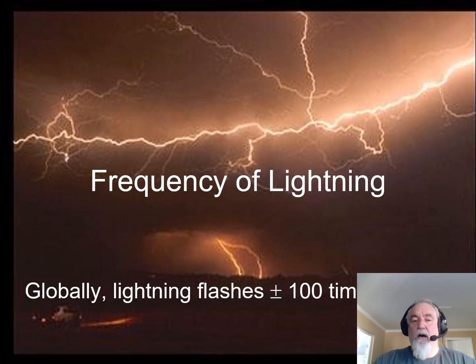So we get about 100 lightning flashes across the planet in any given second. So within those 1, 2, 3 seconds, that's 300 lightning strikes somewhere across the planet. So it's quite frequent. And as we just saw, some places more than others.